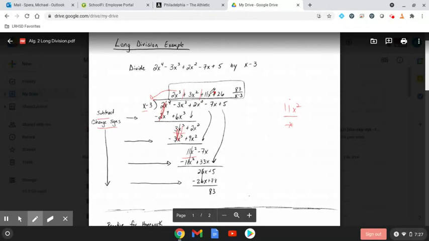Again, once you get that answer up top, we're still forming it. 11x, we multiply. 11x squared, negative 33. I change the signs. That cancels. Negative 7 plus 33 should be a positive 26. x times 26 would give me 26x. So I put 26 up top. I multiply. And then finally, we'll have this number down here, and we'll know that we've stopped.